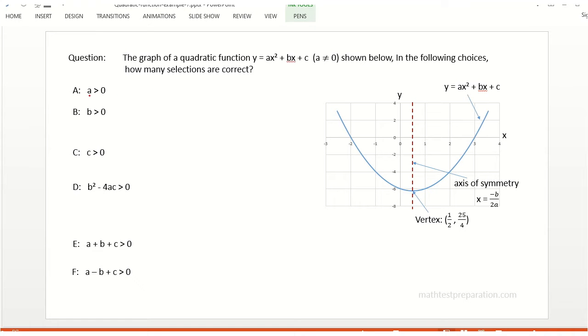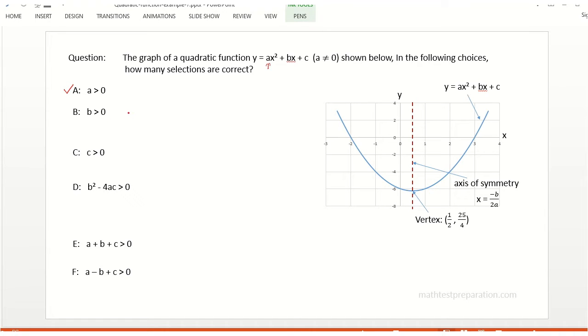Look at the first selection, A. Because the coefficient a is determined by the open direction of the graphic. Because the graphic is open upward, the coefficient a is a positive number. So a larger than 0 is correct.